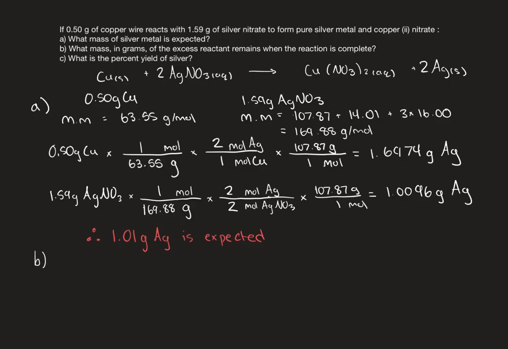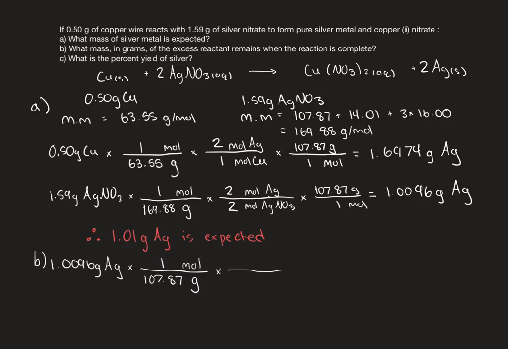So for B, I have 1.0096 grams of silver. I'm going to use silver's molar mass to convert to moles of silver, grams on the bottom, denominator, and moles on the top in the numerator. The molar mass of silver is 107.87 grams per 1 mole.